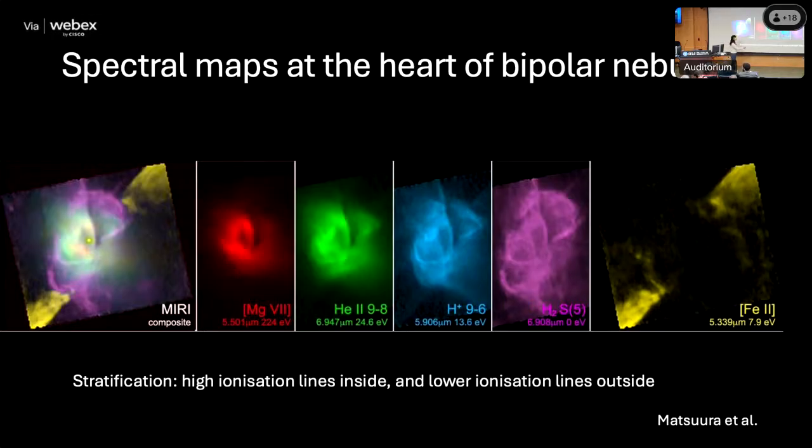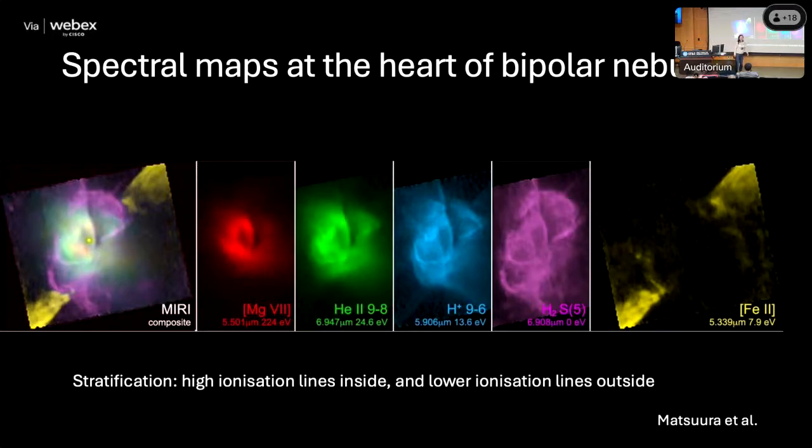And this is a hydrogen recombination line. You can see the high ionization lines are much more compact, and going towards a lower ionization potential, they become much more extended. So you can see nice stratification according to the ionization potential, which is expected in a PDR. The exception we see is iron.